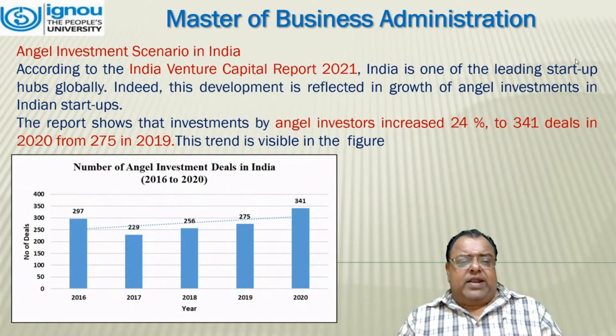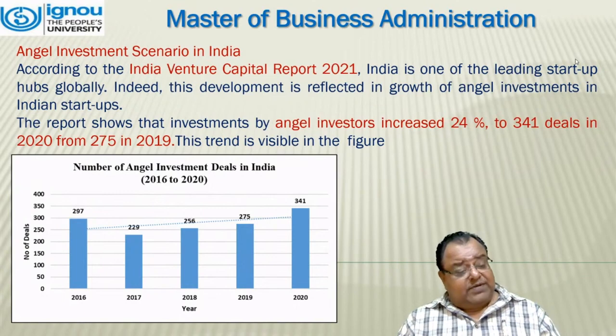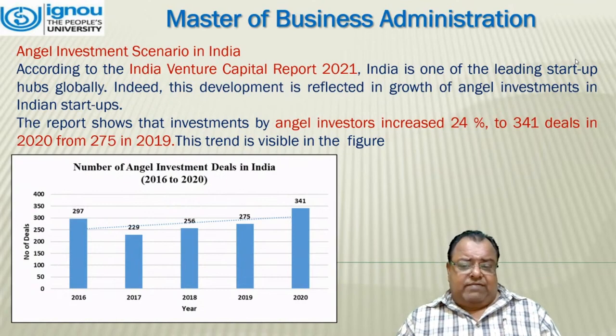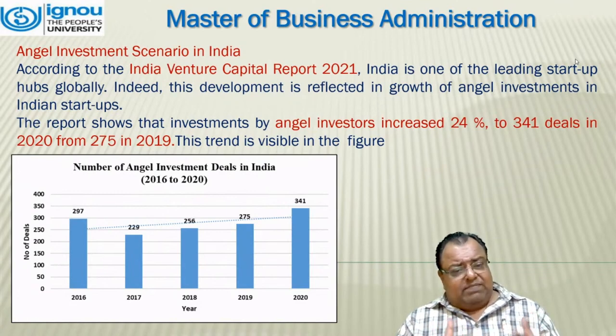Angel investment scenario in India. According to the Indian Venture Capital Report 2021, India is one of the leading startup hubs globally. Indeed, this development is reflected in the growth of angel investment in Indian startups. The report shows that investment by angel investors increased 24% to 341 deals in 2020 from 275 in 2019. And this trend is visible in the figure.